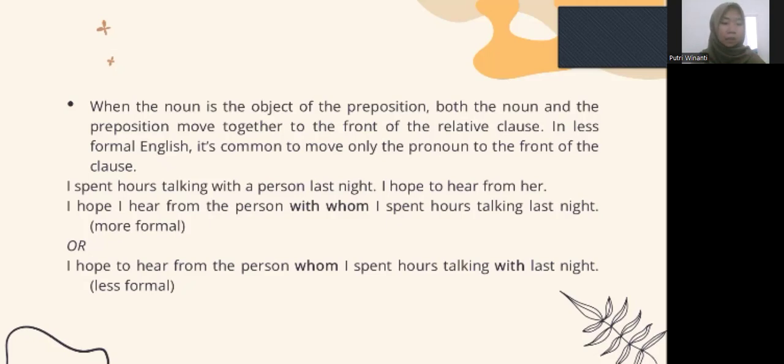Dan bentuk formalnya menjadi I hope to hear from the person with whom I spent hours talking last night. Atau dalam bentuk non-formalnya, I hope to hear from the person whom I spent hours talking with last night.